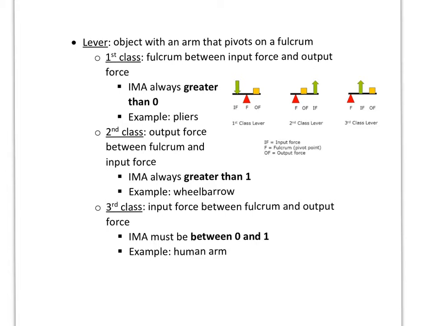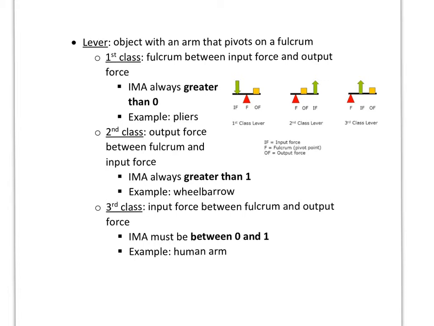First, a lever is just an object with an arm that pivots on a fulcrum. There are three classes of levers. The first, and I have the pictures here, is the first class lever. The fulcrum is just something it balances on, or your pivot. In this case, it's the red triangle. A first class lever will have a fulcrum between the input force and the output force. Output force, once again, is the weight of the object, and input force is what you are exerting on it. So whenever the fulcrum is in the center of the two forces, that's a first class lever.